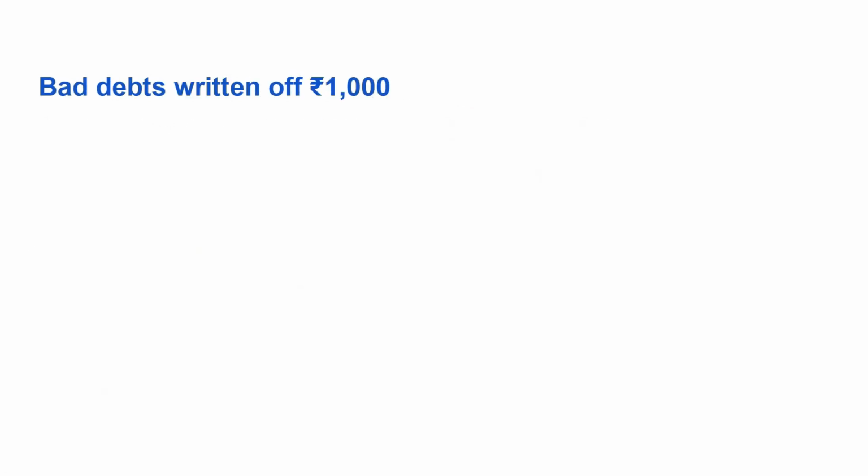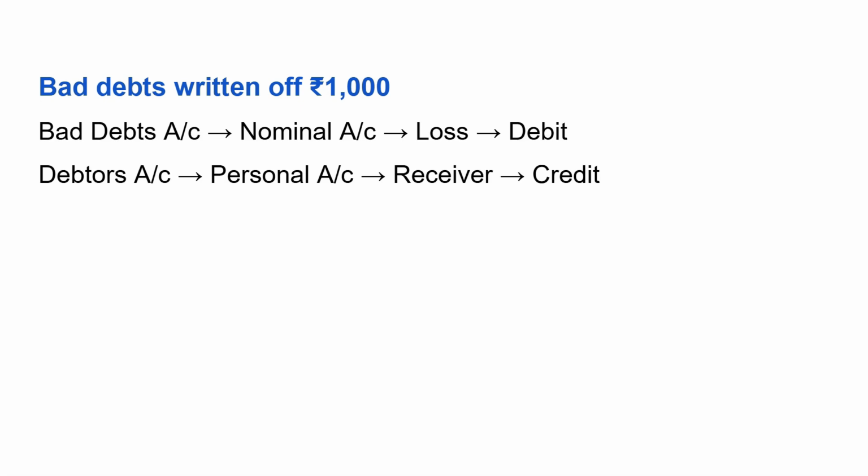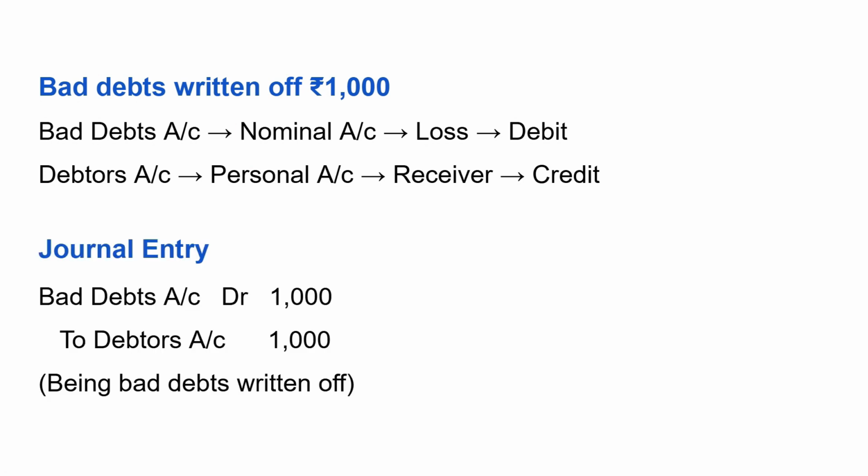bad debts written off 1000 rupees. Here the two accounts affected are bad debts account and debtors account. Bad debts account is a nominal account and bad debts is a loss, so it is debited. And debtors account is a personal account and debtor is the receiver, so it is credited. The journal entry is bad debts account debit 1000 rupees to debtors account 1000 rupees. And the narration is being bad debts written off.